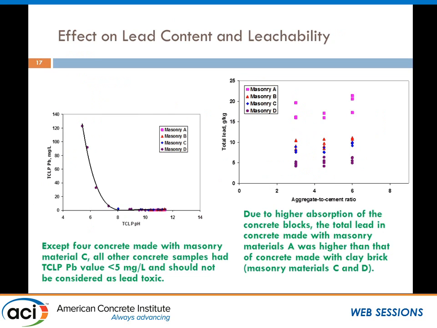Another thing, as we point out, the most important thing is to see whether this is safe. Based on the results from the TCLP test, as you can see, except the 4 points with masonry D that we use, that is the clay brick, all of them have TCLP lower than 5 microgram per liter. That means they're all safe based on the requirement, lower than 5 microgram per liter. Another thing we check is to see if aggregate to cement ratio has anything to do with total lead, but this is really not a very clear trend we observe from our study.